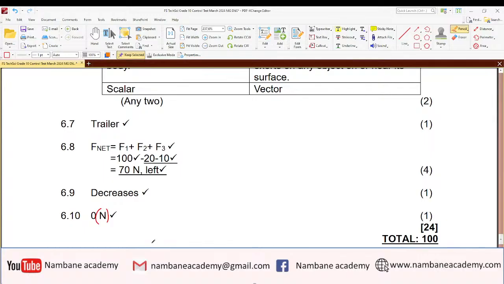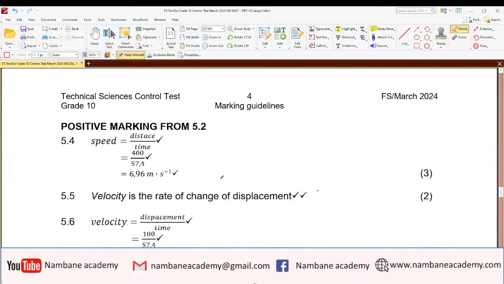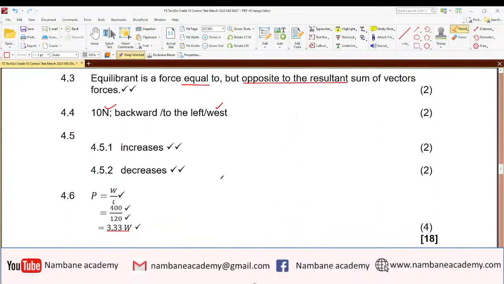I have one here from Mariska. It says, at 4.52, let's go to 4.52. Should the answer not also be increased if the resultant increases? The equilibrium must also increase since the magnitude of the two must be equal.